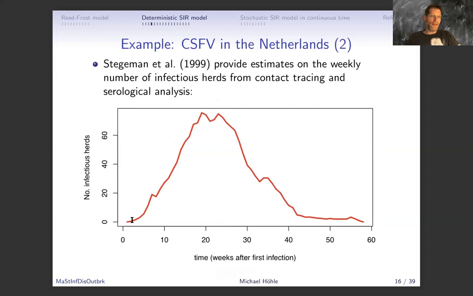So looking at the data here, I report the number of new infectious herds. I don't look at the number of pigs in particular, but at the number of newly reported infectious herds, and that is based on contact tracing and serological analysis. So you see that it grows initially, and then it levels off, and then it fades out slowly, and then you have a bit of re-emerging at some point. And it's weeks after first infection, so that meant that this outbreak went on for over a year.